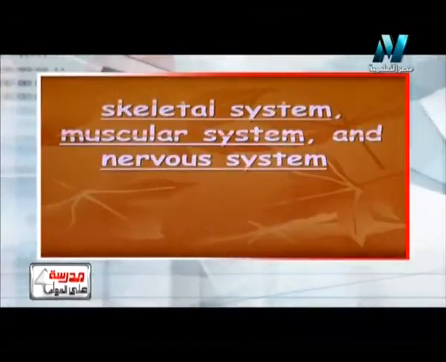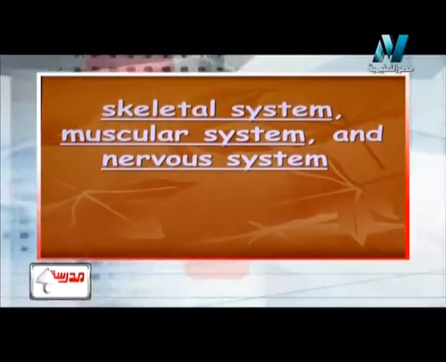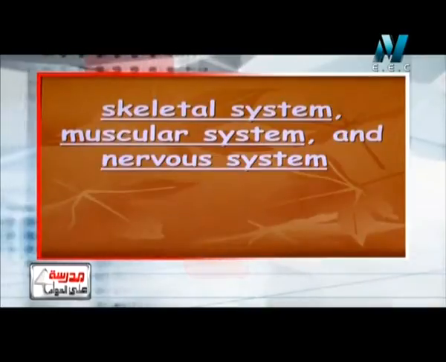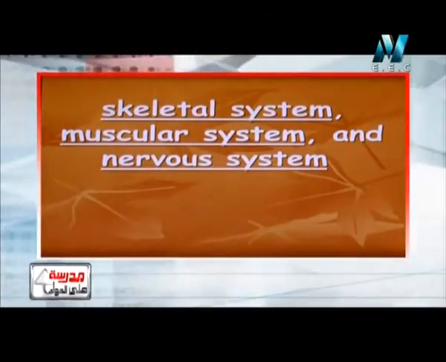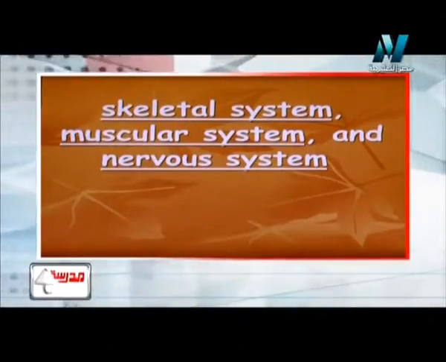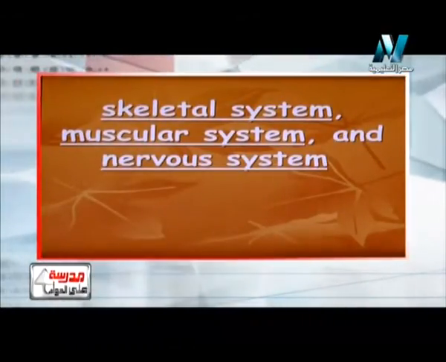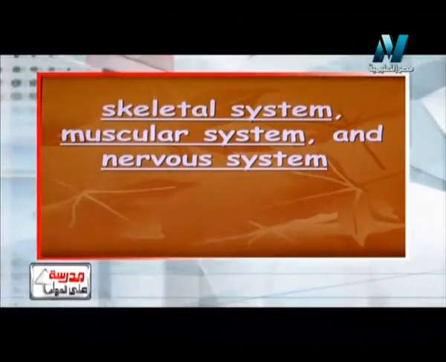So we can say that movement occurs by the help of three systems: the skeletal system and the muscular system, which we will study today, and also the control of the nervous system. We have studied all about the nervous system in the last two episodes. درسنا في حلقتين قبل كده all the things related to the nervous system. So today we'll study the skeletal system and the muscular system.